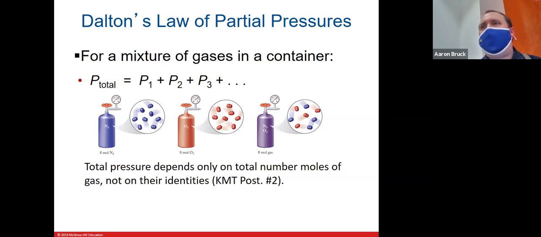Now, there are other applications for Dalton's Law of Partial Pressures. We can talk about things like when reactions occur in water or over water. We can talk about other kinds of things that happen with gases and mixtures of gases. But that's what we're getting at overall, kind of in general.